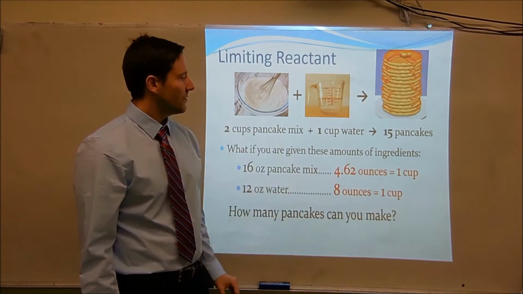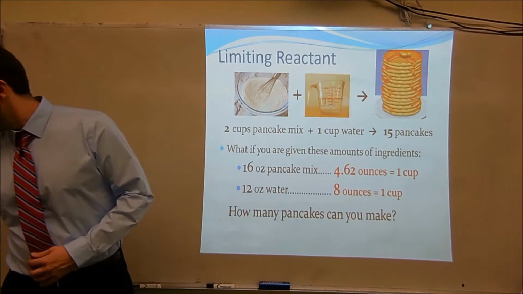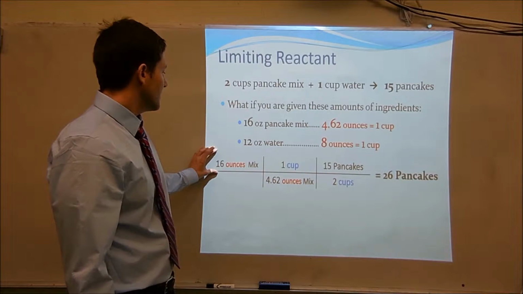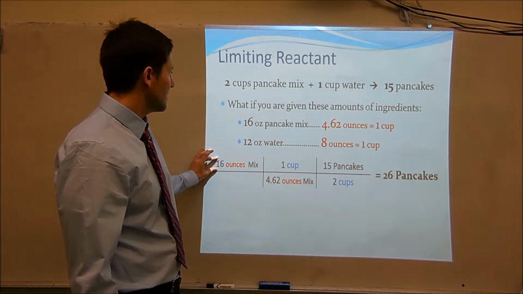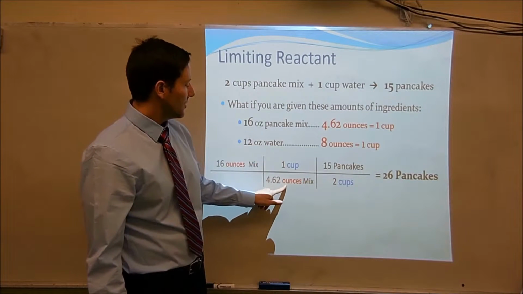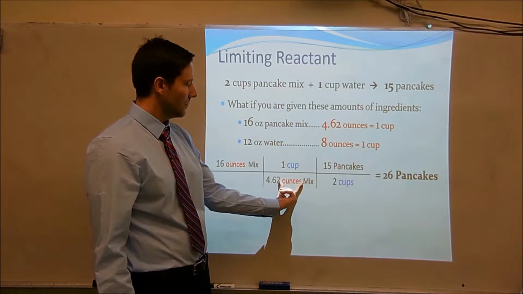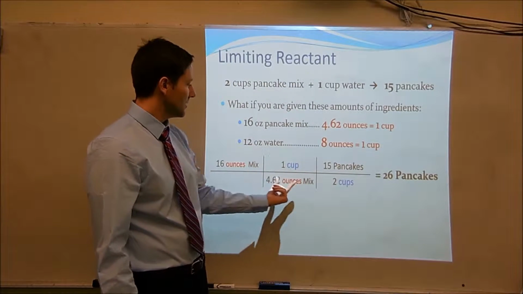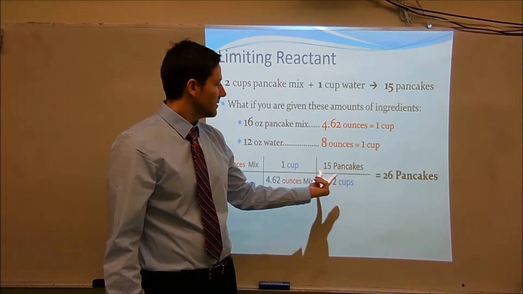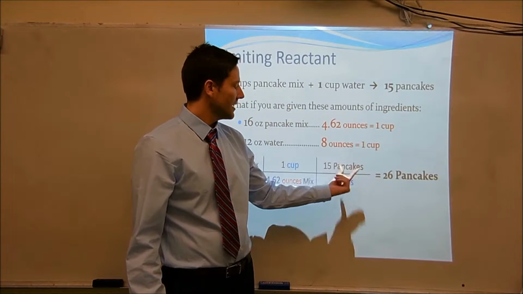So now using this information, you can solve how many pancakes you can make. You start with just one of the ingredients, in this case 16 ounces of pancake mix, that's what you're given. The equivalence statement, 4.62 ounces of mix is 1 cup. You put the ounces below the line because you want the units to cancel. 1 cup, and 2 cups of mix makes 15 pancakes.